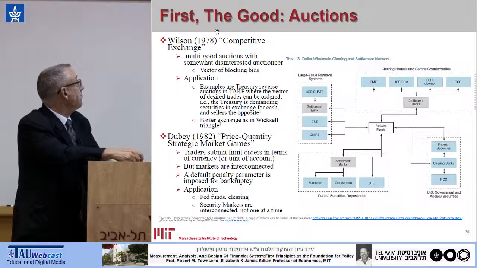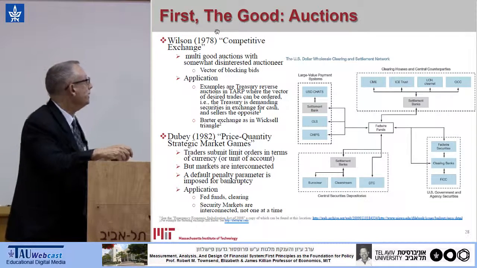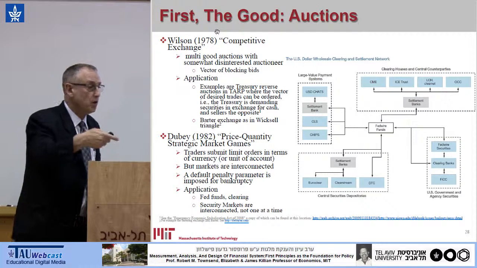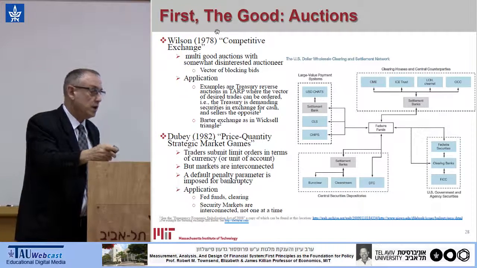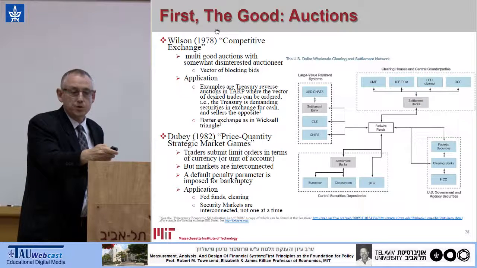Or there's this paper by Dubey called Price Quantity Strategic Games, where traders submit limit orders. So this runs exactly the way the New York Stock Exchange runs today and many other exchanges. But there's a key here, and that's the general equilibrium part of it. Namely, you're trying to get to an efficient allocation.